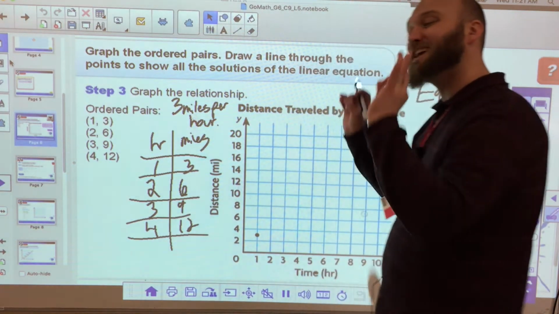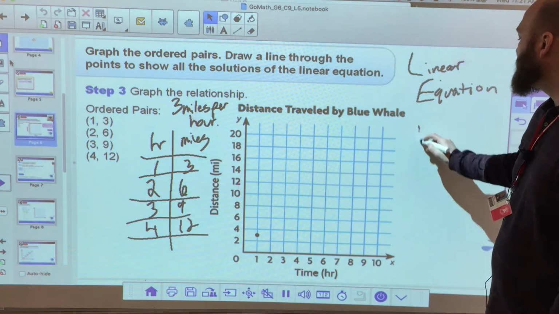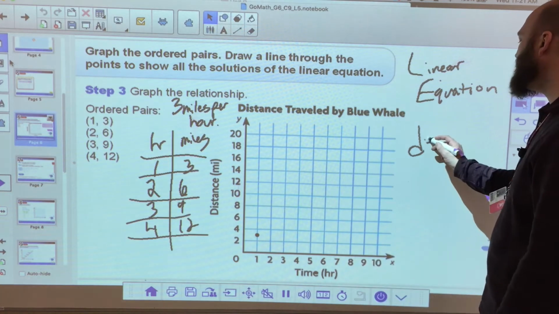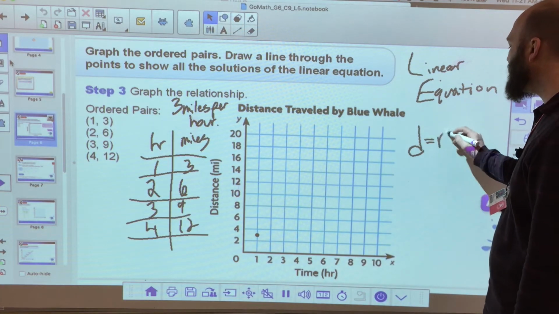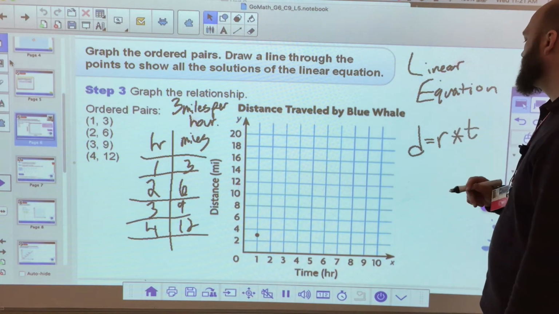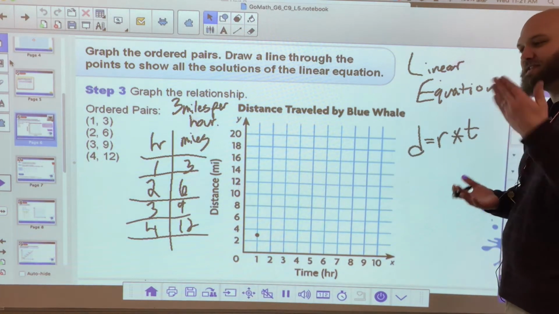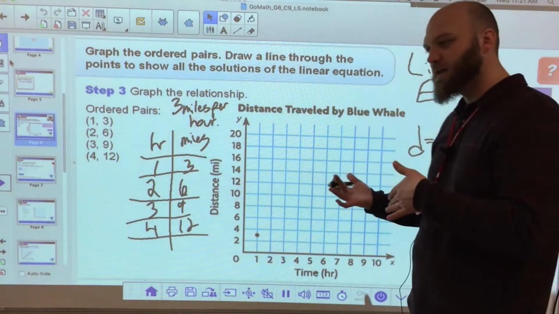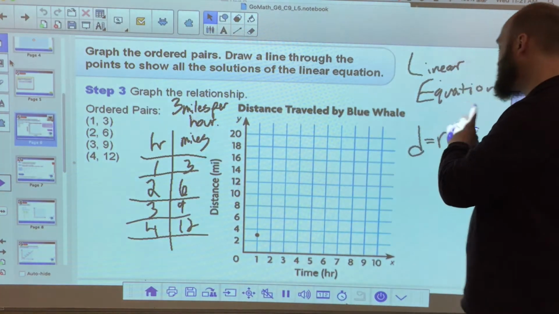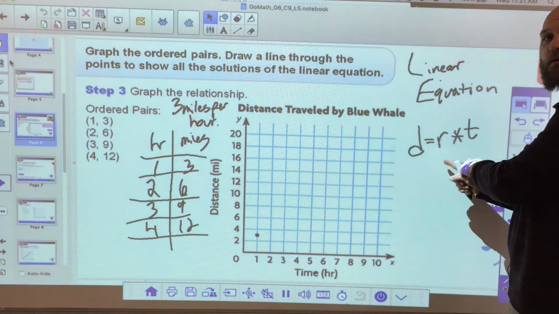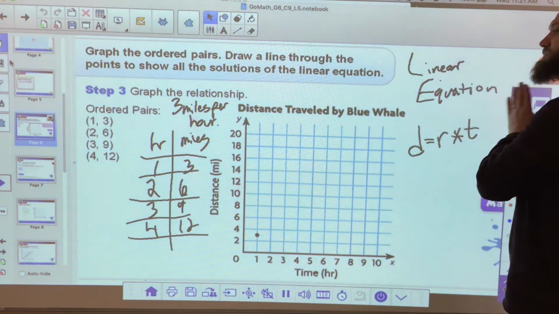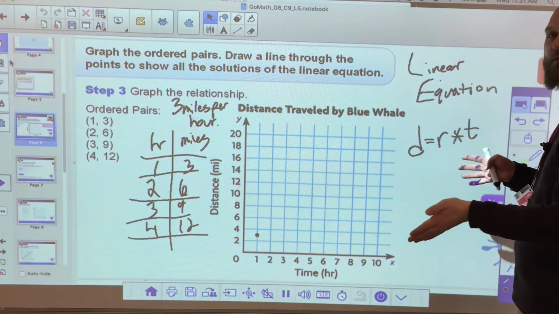So my linear equation would be: the distance that my whale is going to travel equals the rate that they're traveling at times how long they're traveling, or the time. Distance equals rate times time. In this particular case, I have a set rate. That's 3 miles per hour. So my distance equals 3 miles times however many hours that I'm traveling.